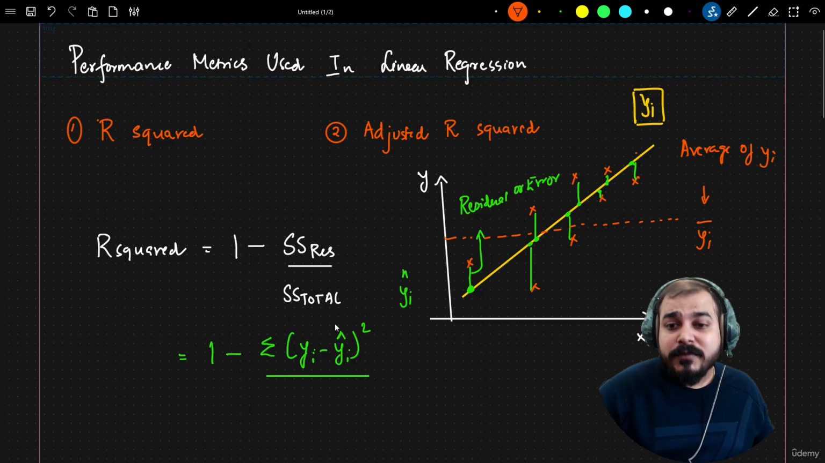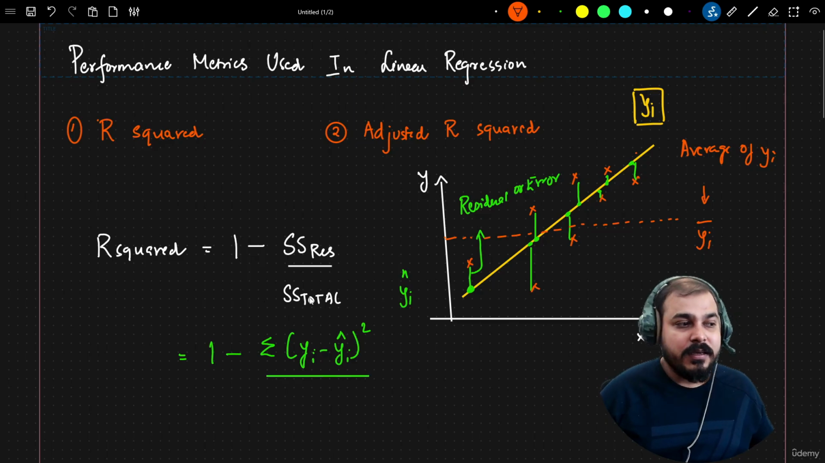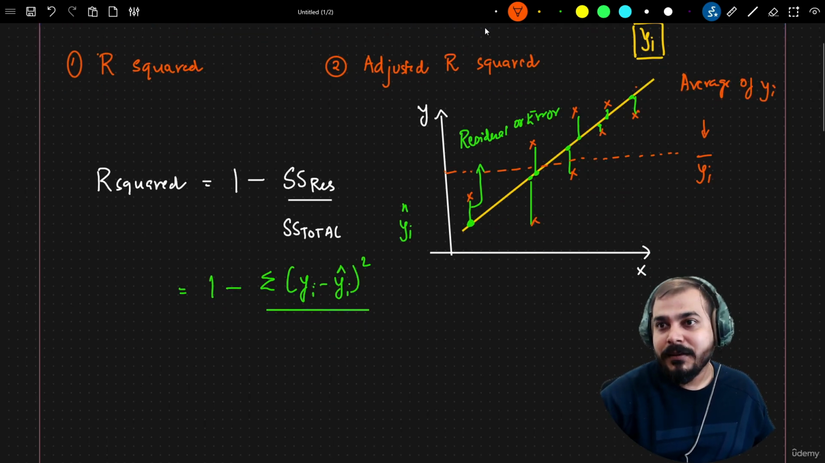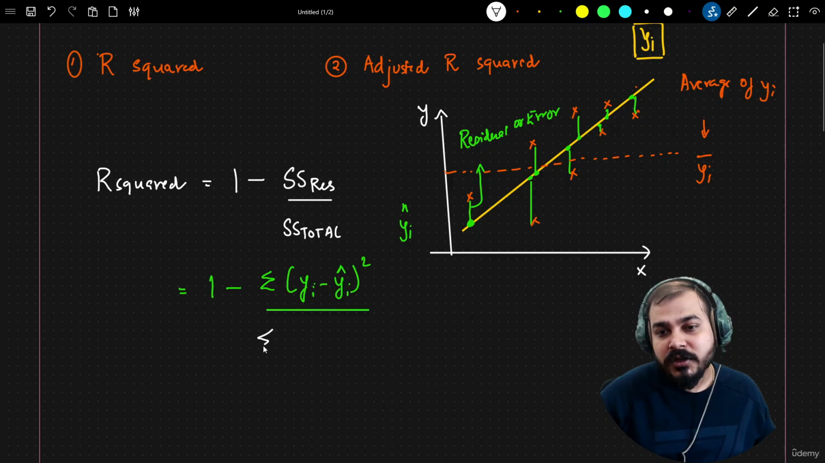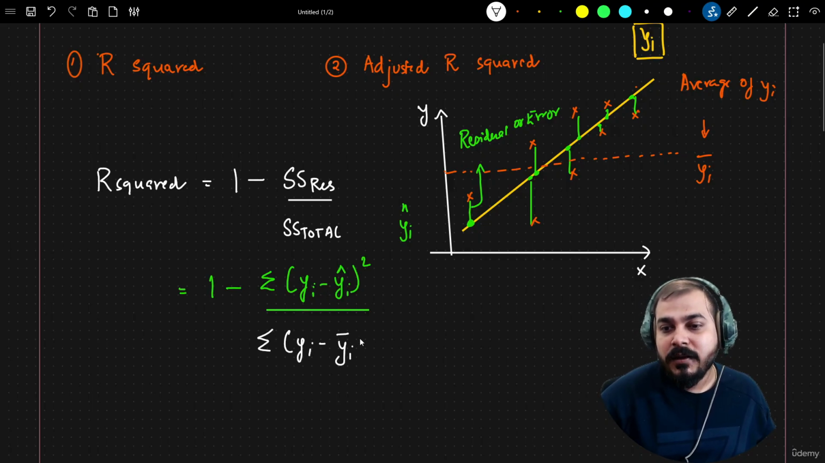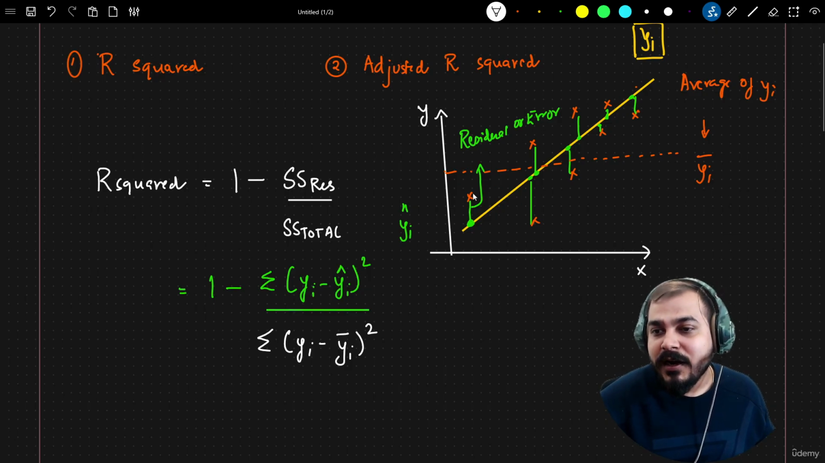Now this sum of square total, if I give it in mathematical notation, is the summation of y of i minus y average, whole square. This means we are finding the difference between the true point and this specific point, which is the average point. So from here to here I'll calculate the difference, then from here to here I'll calculate the difference.